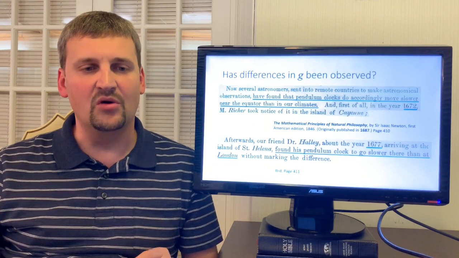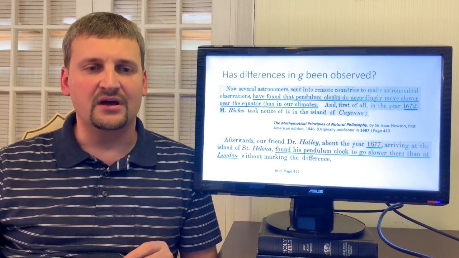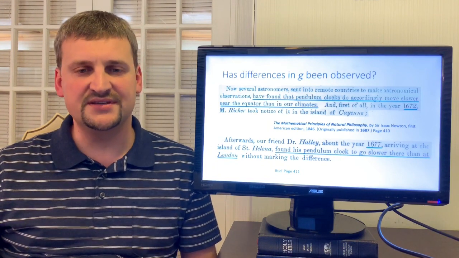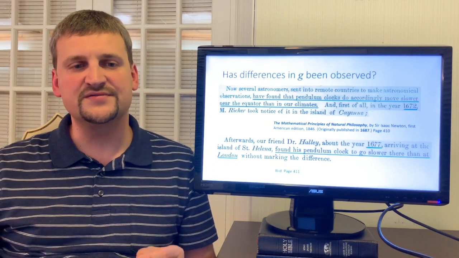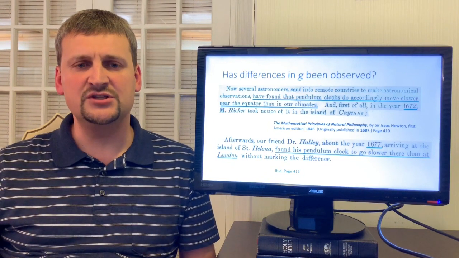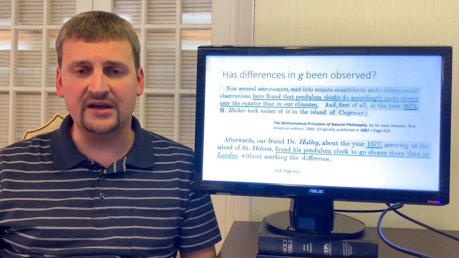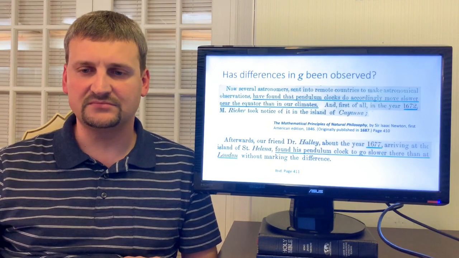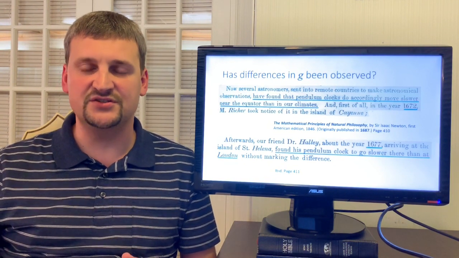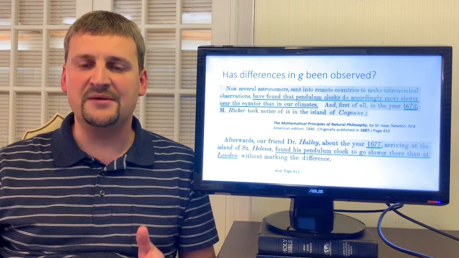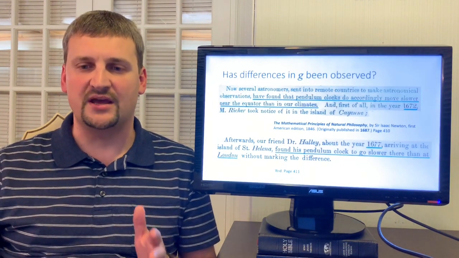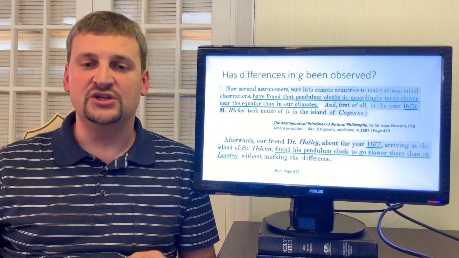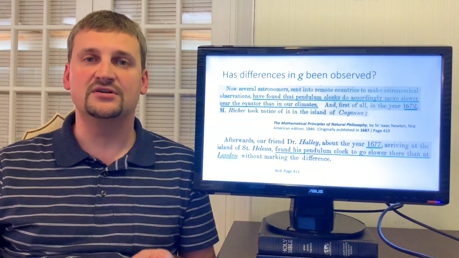Let us read some more. "Afterwards, our friend Dr. Halley, about the year 1677, arriving at the island of St. Helena, found his pendulum clock to go slower there than at London without marking the difference." So the pendulum has a message for us. It's an absolutely firmly established scientific fact that g, the free fall acceleration, changes across the surface of Earth.